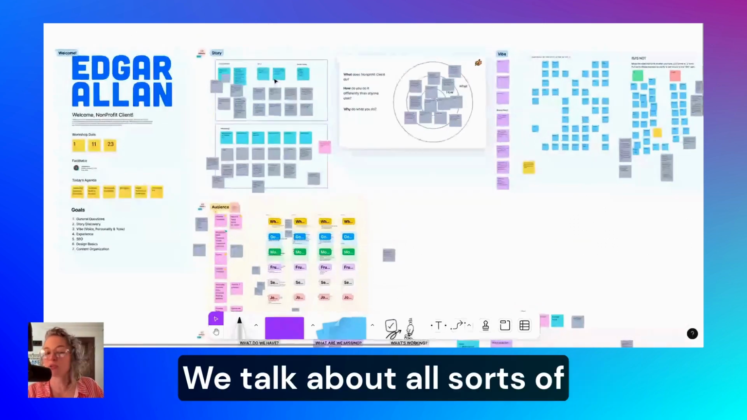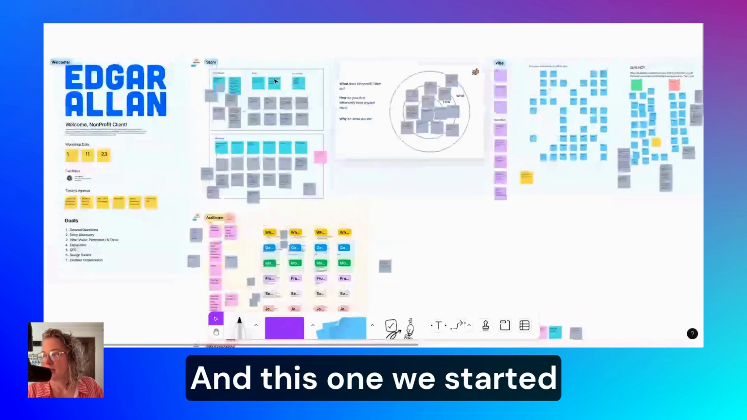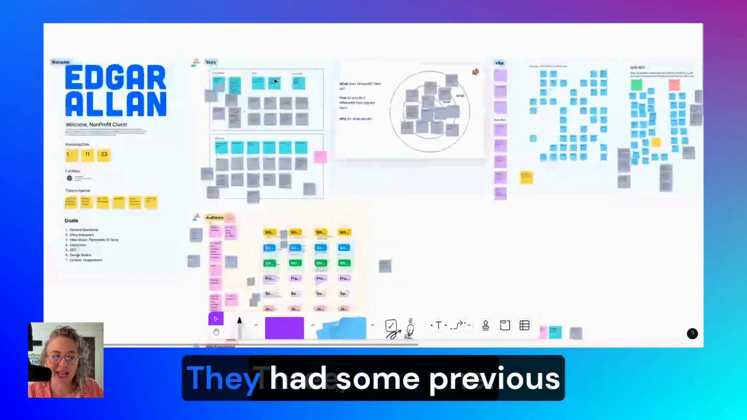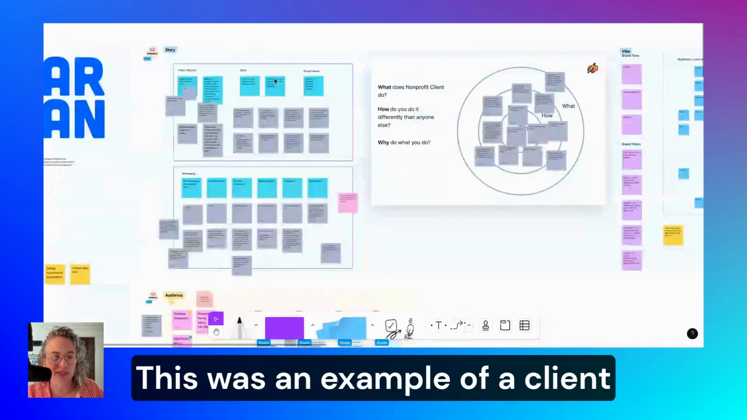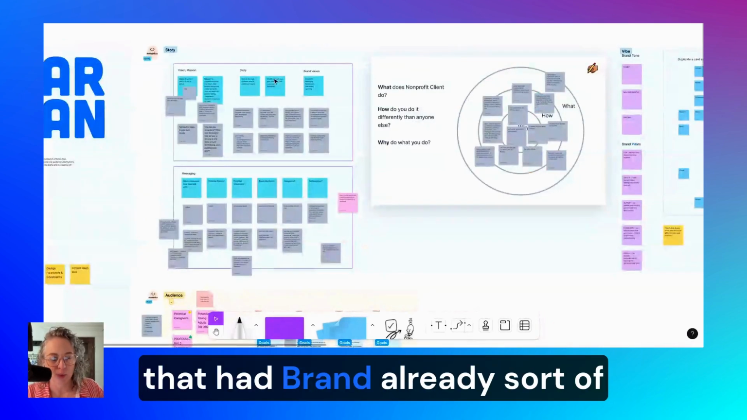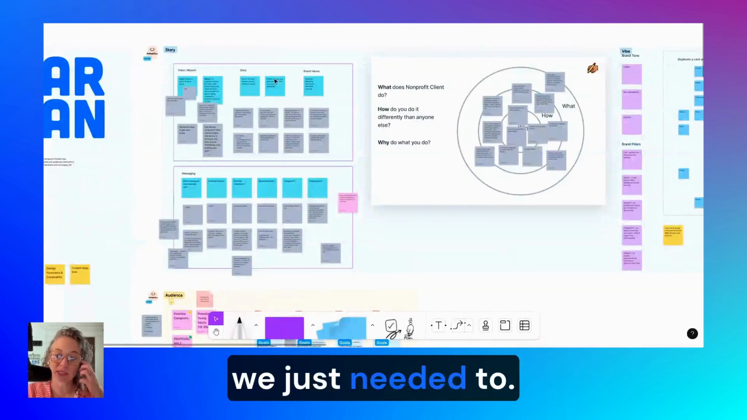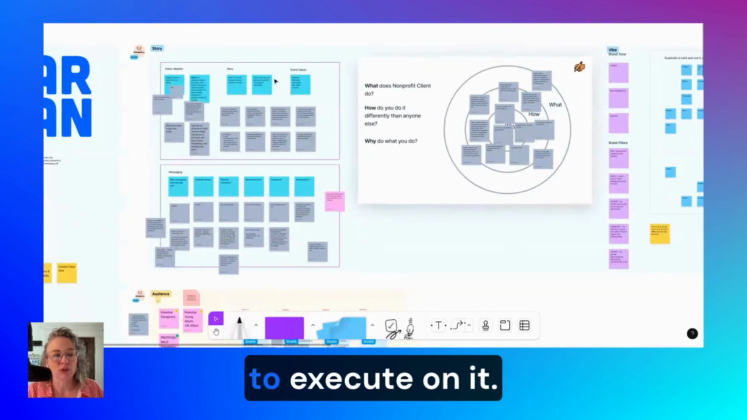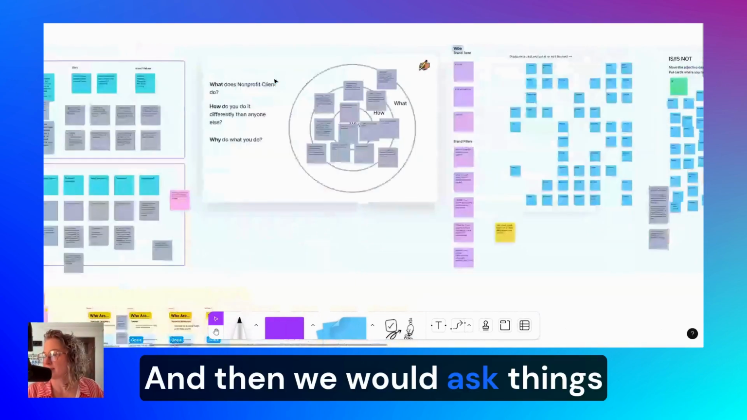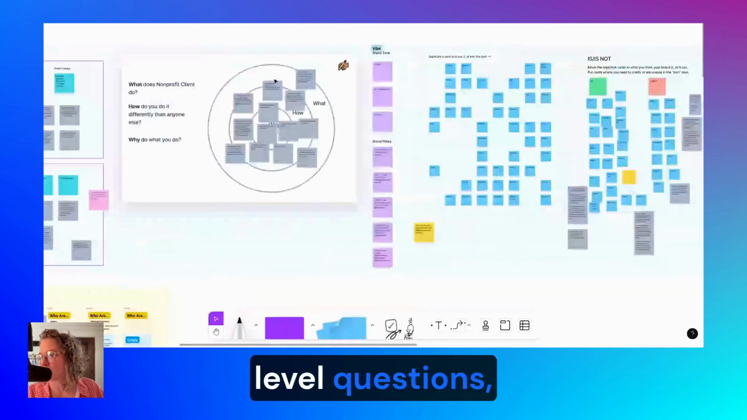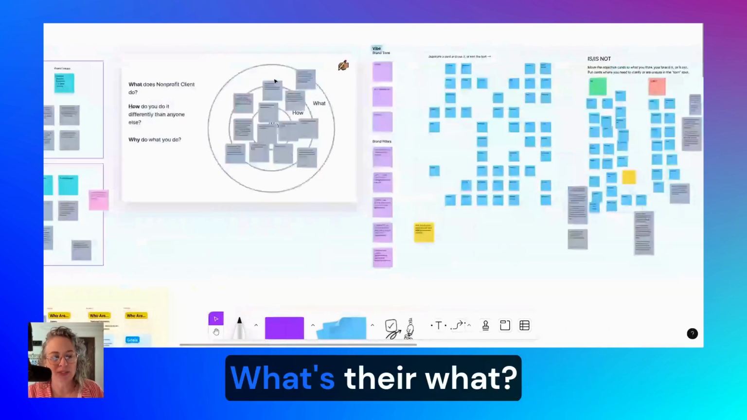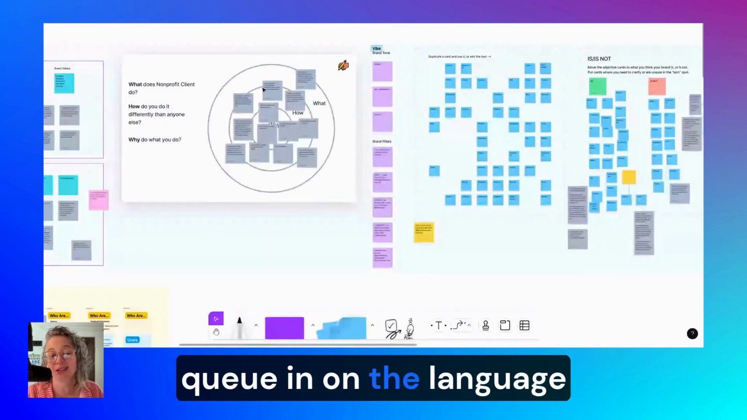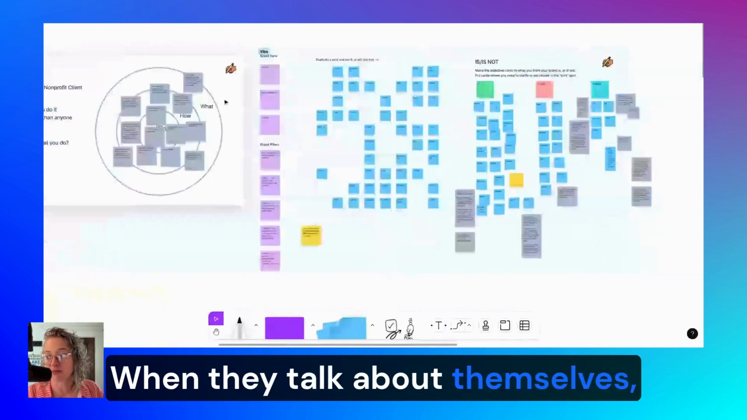We talk about all sorts of things in these. And this one, we started with their story, like, is the story that we're wanting to tell. They had some previous branding stuff. This was an example of a client that had brand already sort of halfway there. And so we just needed to understand what we were seeing and what it meant and how to execute on it. And then we would ask brand level questions, like what's their why, what's their how, what's their what, to hear things from their own mouths and cue in on the language that they're using when they talk about themselves.